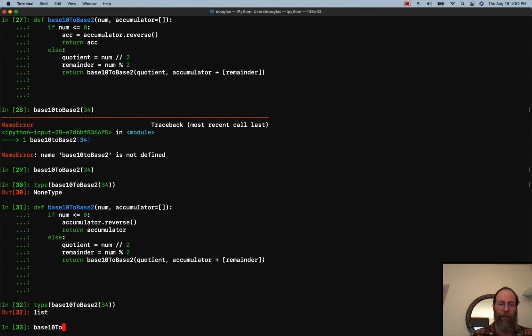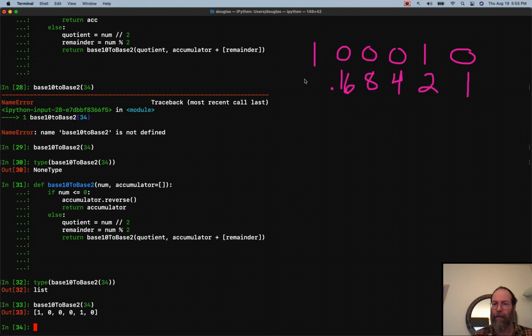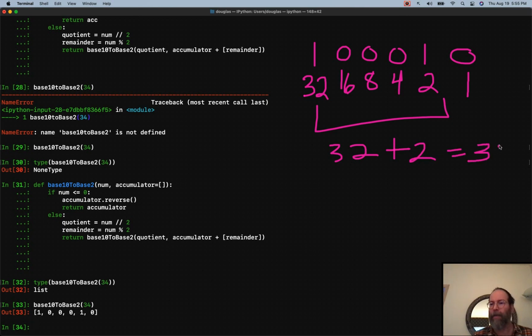So base 10 to base 2 of 34. Yeah, so it's the reverse of what we had before. So let me make sure this is okay. So we have 1, 0, 0, 0, 1, 0. These are the 1s, these are the 2s, these are the 4s, these are the 8s, these are the 16s, these are the 32s. So 32 plus 2 is obviously 34. So this time we have the correct answer. Yeah, before the list was backwards. That was kind of strange.